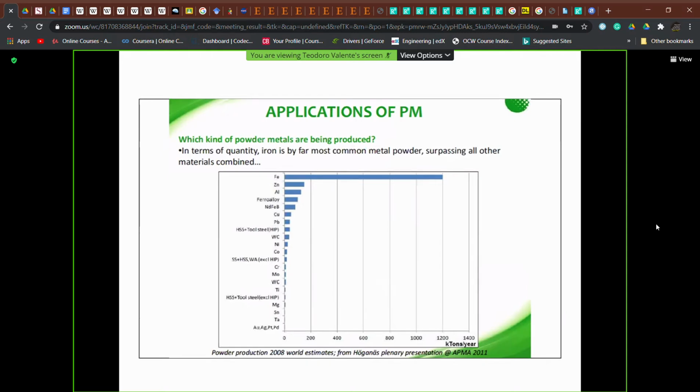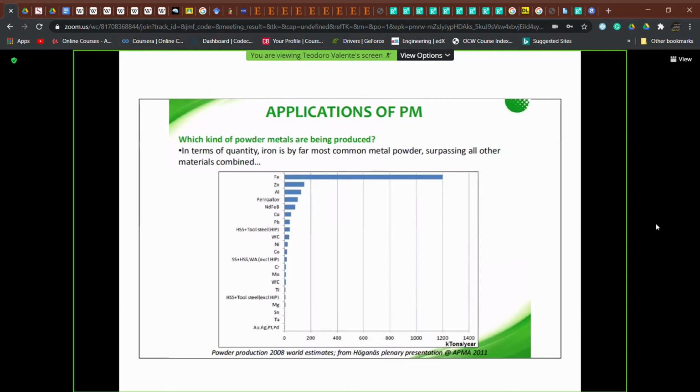as I told you at the beginning when we were talking about the possibility to fabricate components for our purposes by using powders. So iron-based alloys and also iron-based superalloys in terms of quantity are the most produced materials worldwide to be used for powder metallurgy techniques.